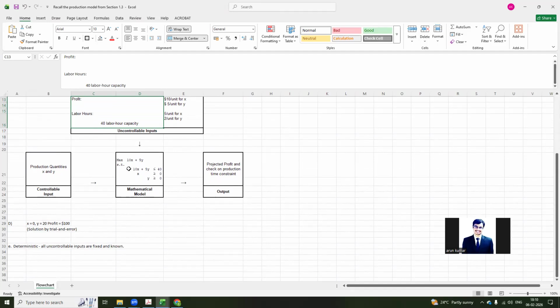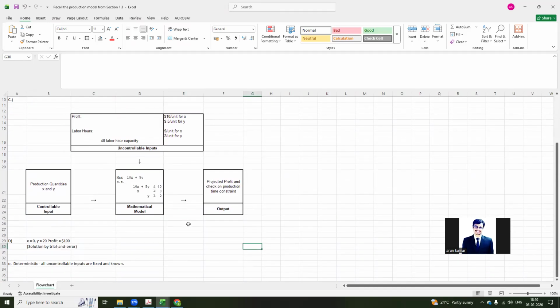And then we have the constraints here. So this one is our mathematical model. And then this one is our output, which is the projected profit and check on the production time constraint. So this one is the flowchart for part C.